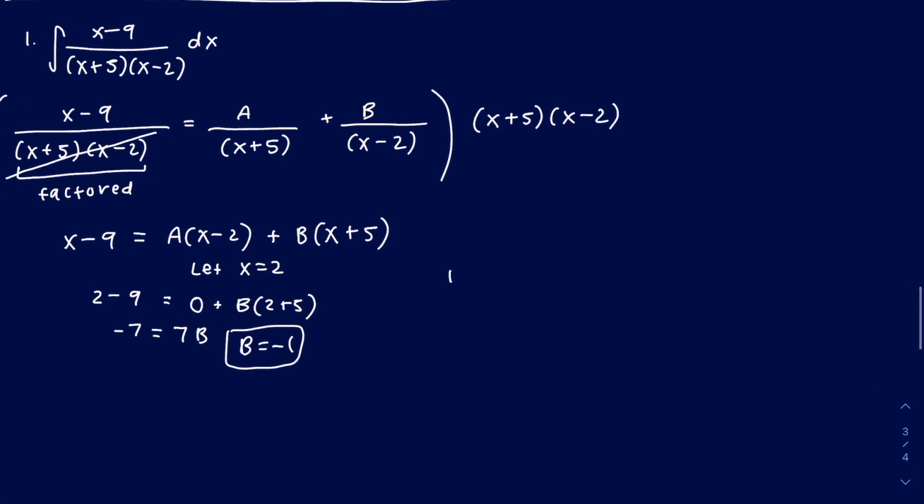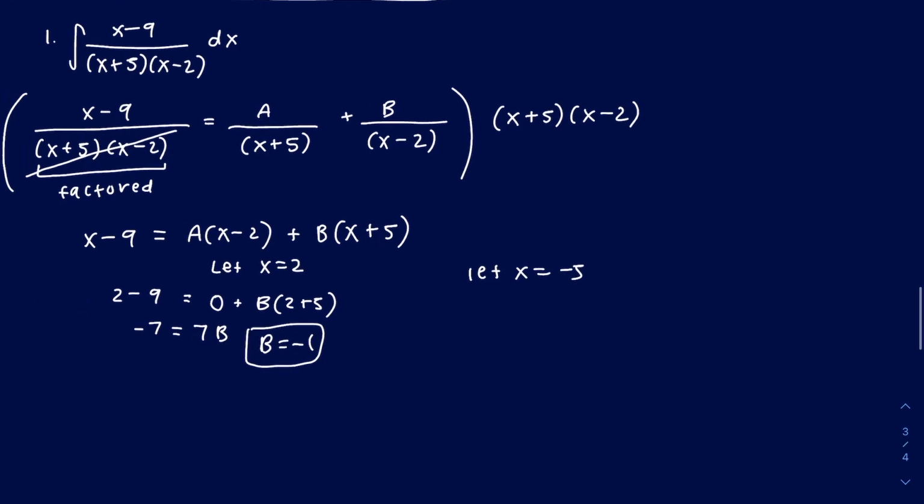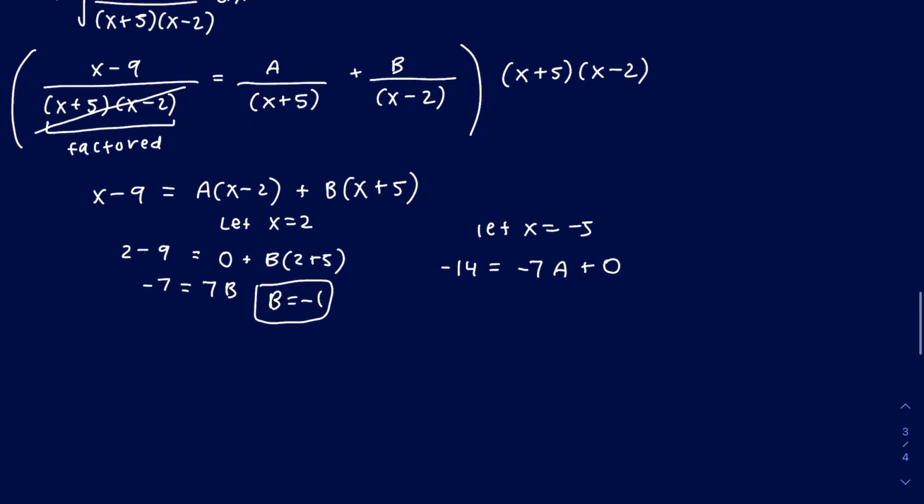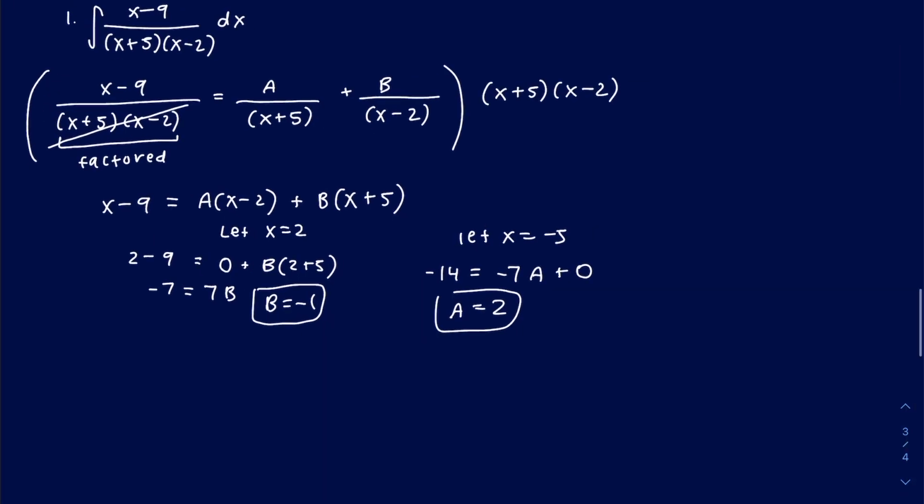We can do the same thing, but substitute a number that makes B equal to 0. So let x equal negative 5. On the left, we get negative 14 equal to negative 7A plus 0, and so A is equal to 2. Now you have both of your constants.